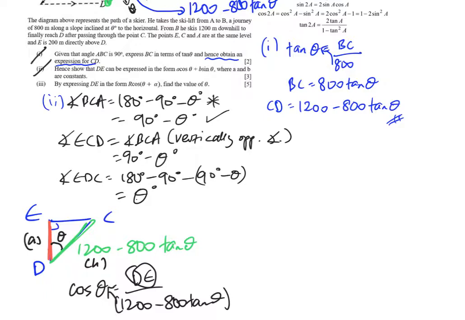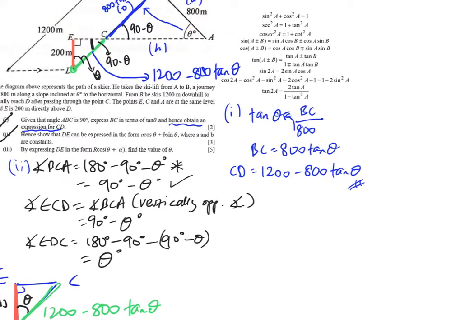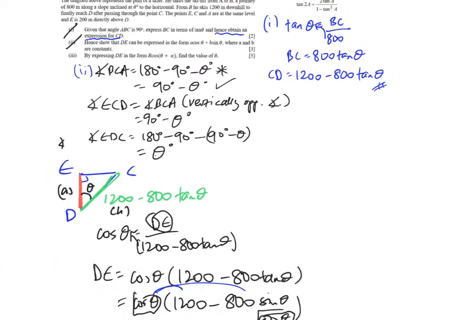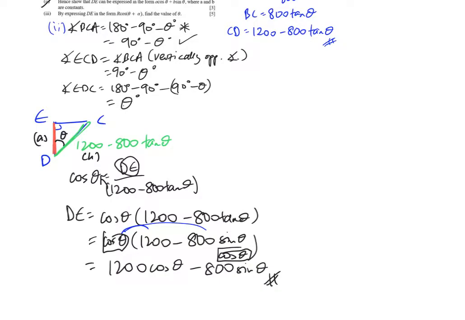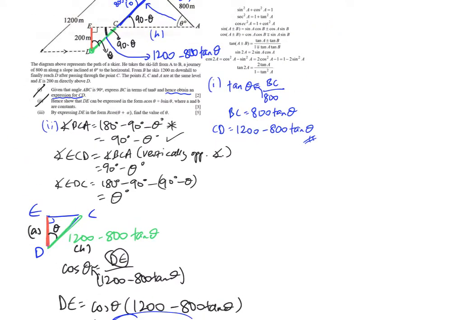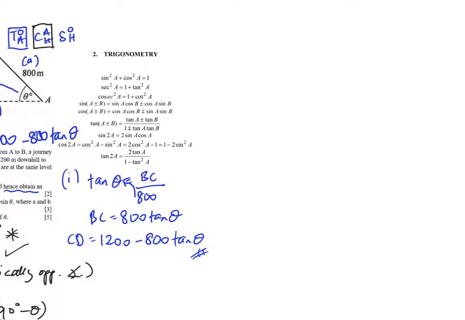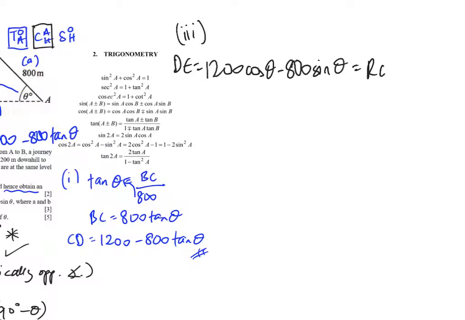Okay, now let's target to finish part 3. Now, by expressing dE in the form R cosine theta plus alpha, find the value of theta. Again, dE has been found in part 2, that is 1200 cos theta minus 800 sine theta. So let's do part 3 at the side here. Okay, part 3. dE is equal to 1200 cos theta minus 800 sine theta, and I'm supposed to express this in the R formula. So the R formula is R cosine theta plus alpha.